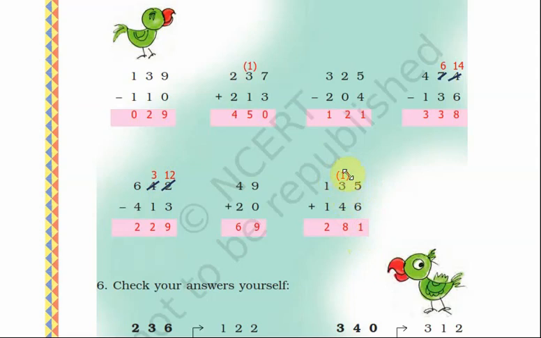So 3 plus 1. Next moving to the tens place, we are going to add the numbers in the tens place. 3 plus 1 is 4, and 4 plus 4 will give you 8. Then moving to the hundreds place, 1 plus 1 is 2. So 135 plus 146 will give you the answer 281. All of you have to do this in the test book today itself.